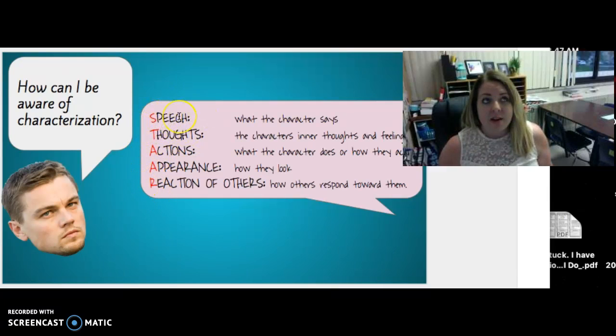So what it means is this, that when you think about the speech of a character, what the character says, that can show you something about a character. When you think about the character's thoughts, sometimes the author will tell us what a character is thinking. Those characters' inner thoughts and feelings reveal to us the personality of a character, right? If the character's always worrying about something, then we know that they're kind of a worrywart. Actions, when we pay attention to what the character does or how they act, that can show us something about a character.